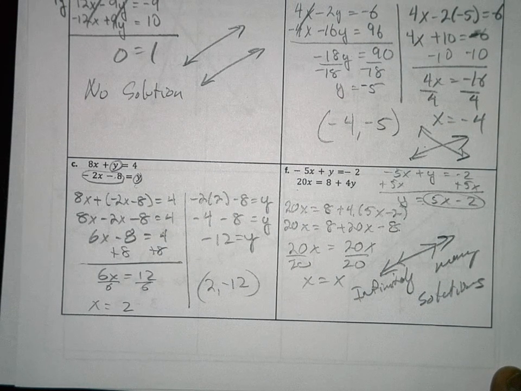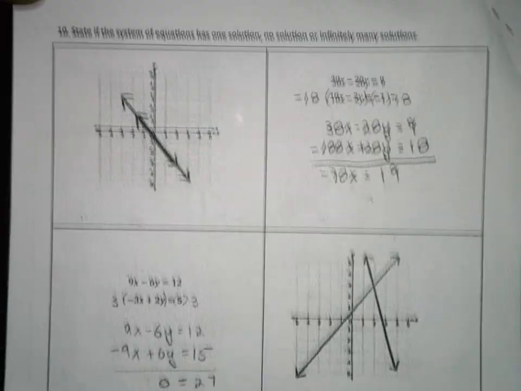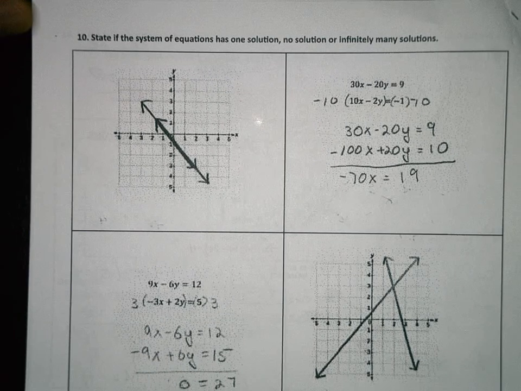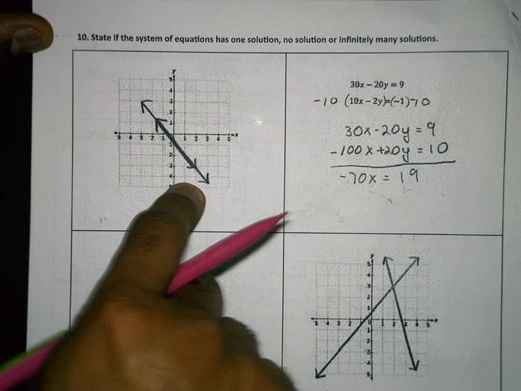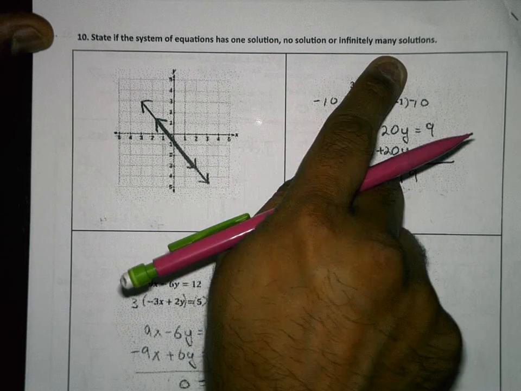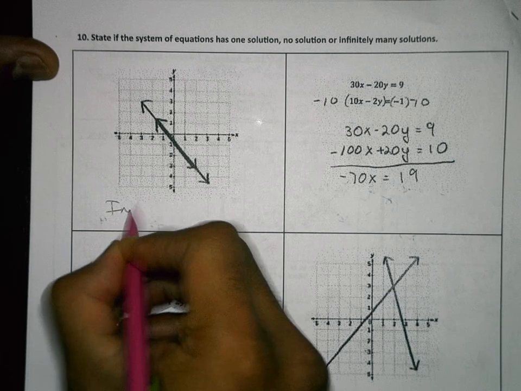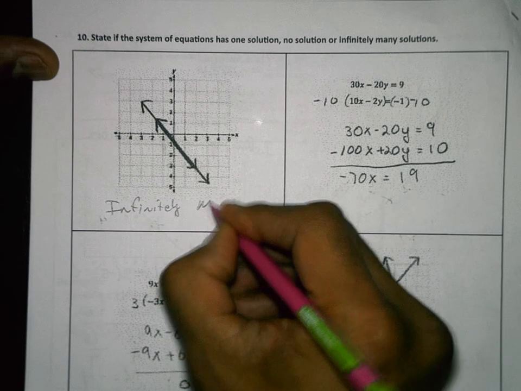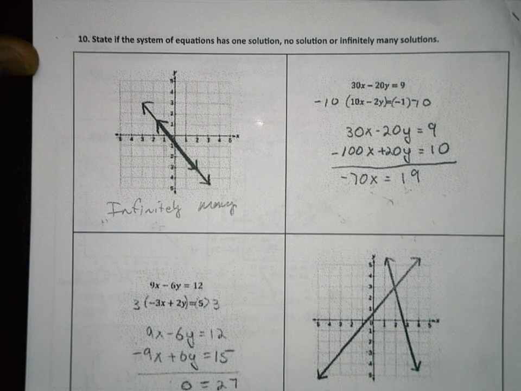Moving on to the last page here. So this is the same type of thing we did, but we're just going to give you the problem being solved. It's like halfway through. You just got to answer the question, right? So looking at this, I don't want the actual answer. I just want to know if there's one solution, no solution, or infinitely many. So this one right here is infinitely many because they're on top of each other, right? An infinite amount, or infinitely many solutions.